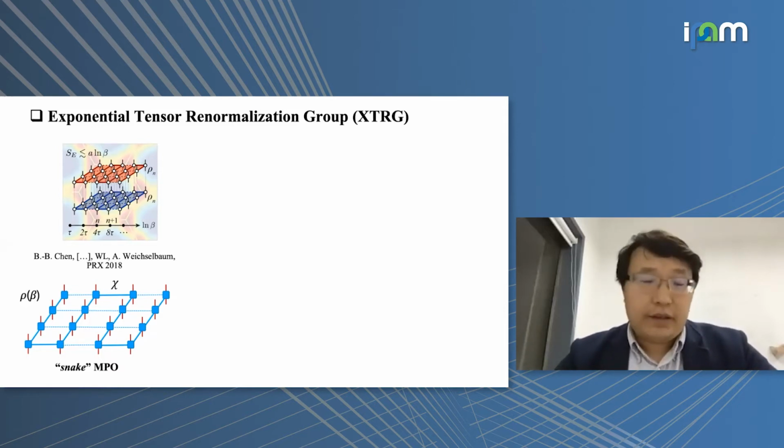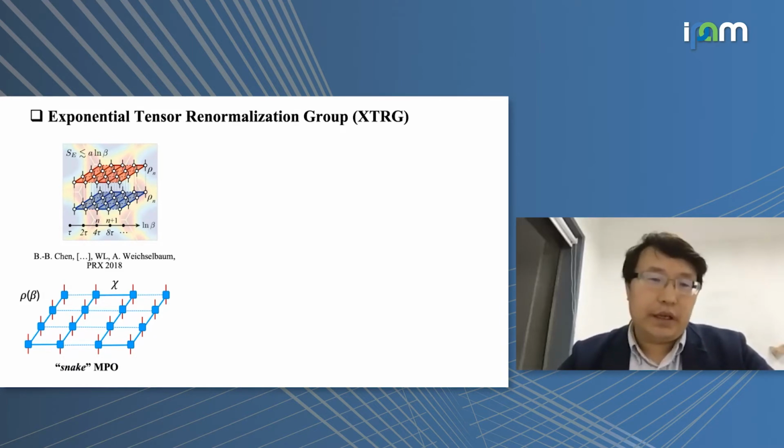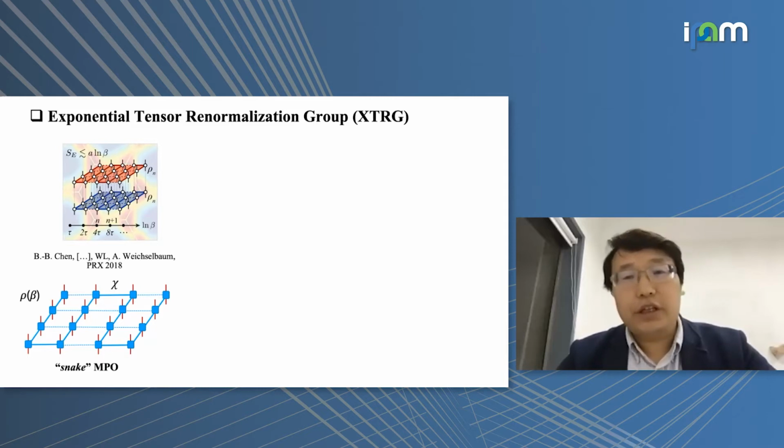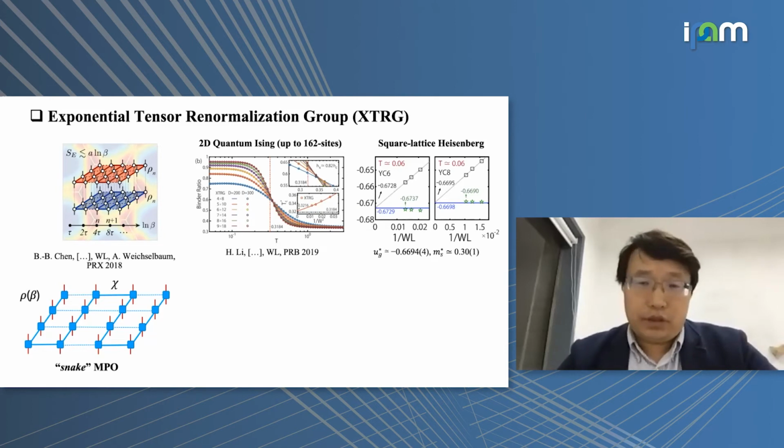After obtaining the rho of beta, that means the density matrix at some temperature, we keep squaring it and cool down the system exponentially along the temperature axis. So it can reach low temperature very fast. Okay, so now I show what kind of problem can be solved with XTRG.